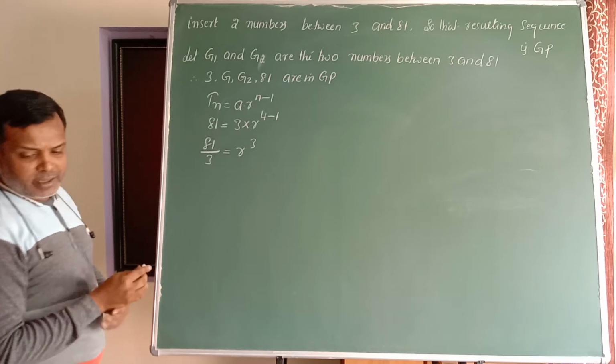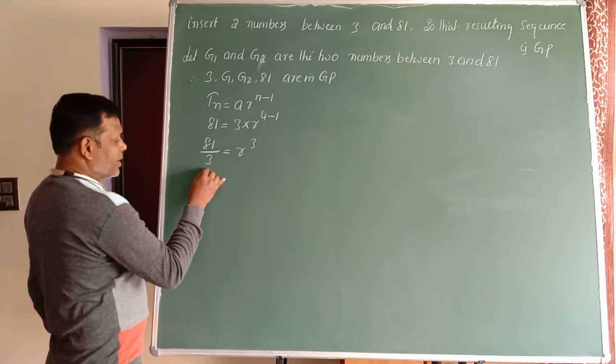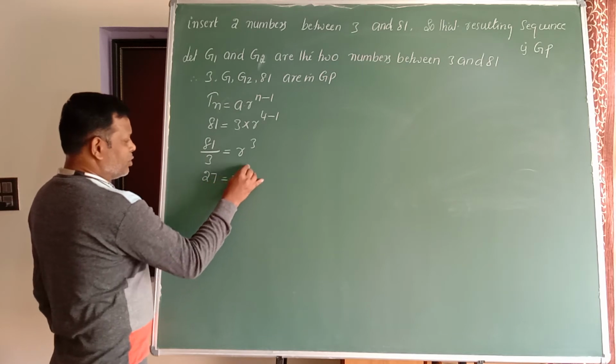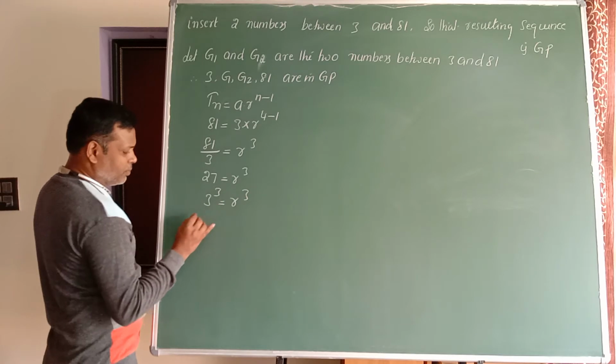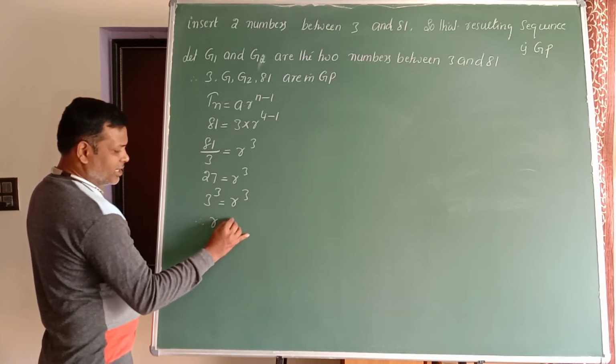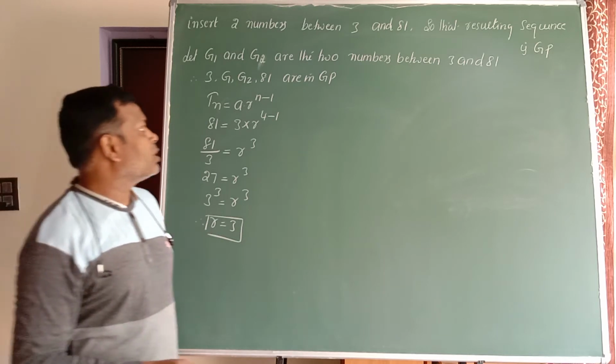What is 81 by 3? So 81 by 3 is 27. 27 is equal to R cube. Therefore 27 can be taken as 3 cube, that is equal to R cube. Therefore the common ratio R is equal to 3. Okay, now it's enough. Now what are the two terms here?